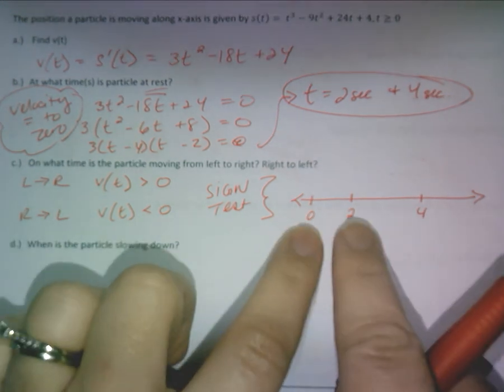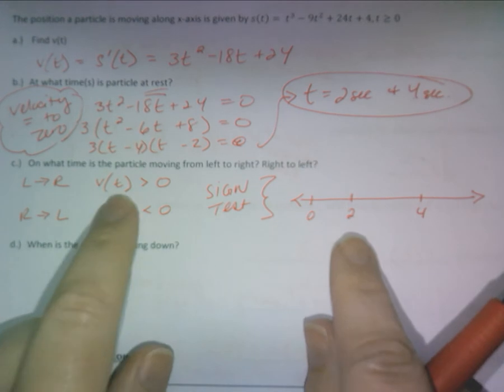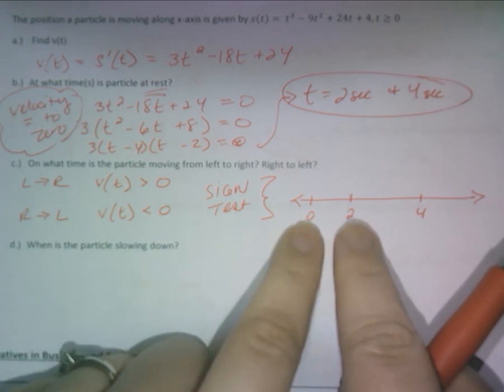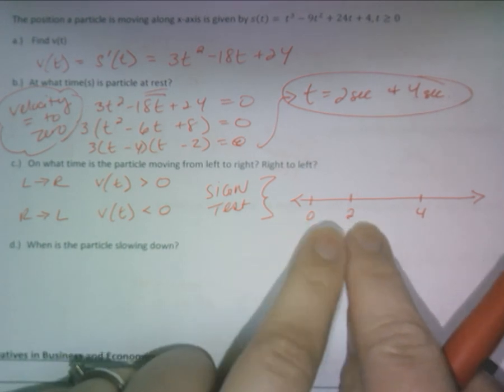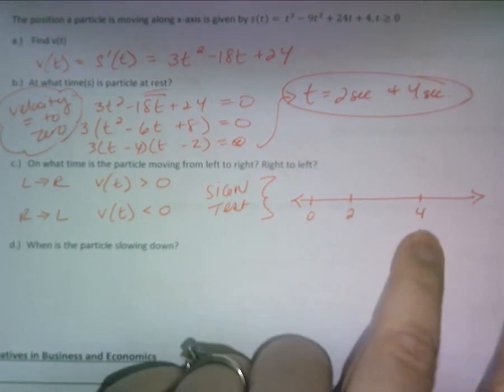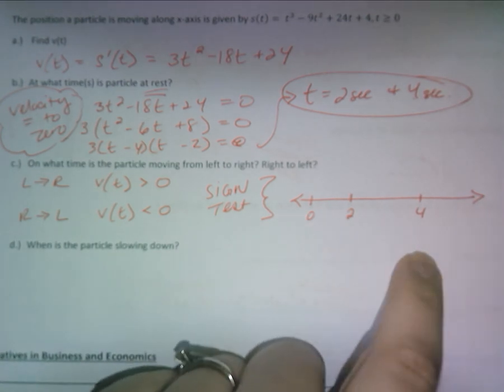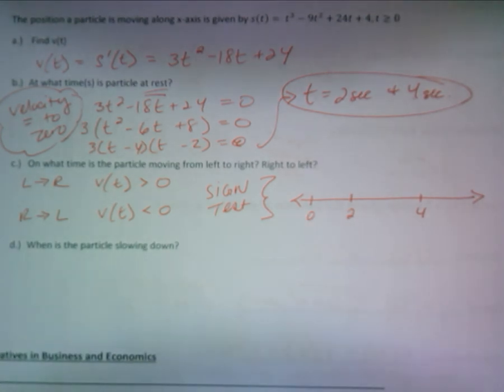So I need to find out, when is my velocity greater than 0? Is it between 0 and 2? Is it between 2 and 4? Is it 4 and beyond in time? This particle, I know it seems so weird. It's moving along the x-axis, and you just want to figure out what's happening to it.